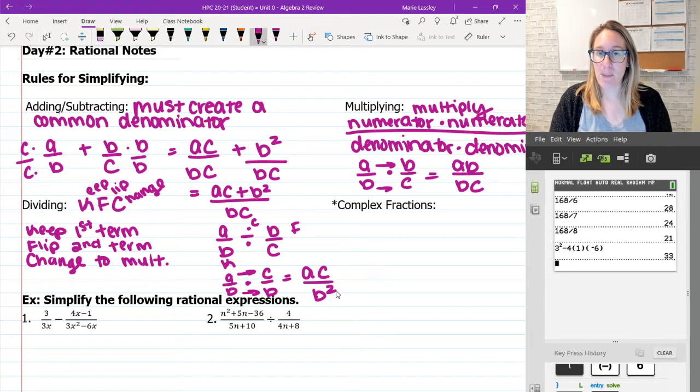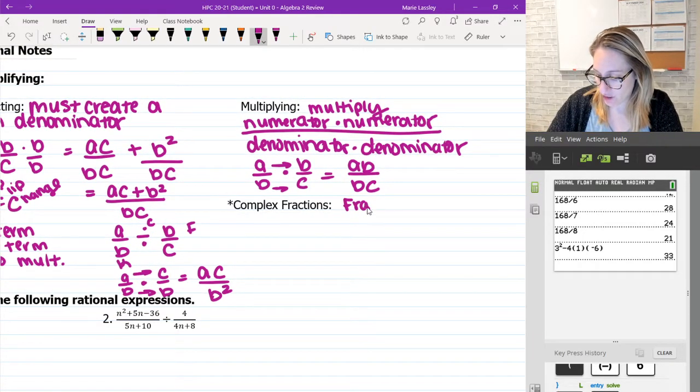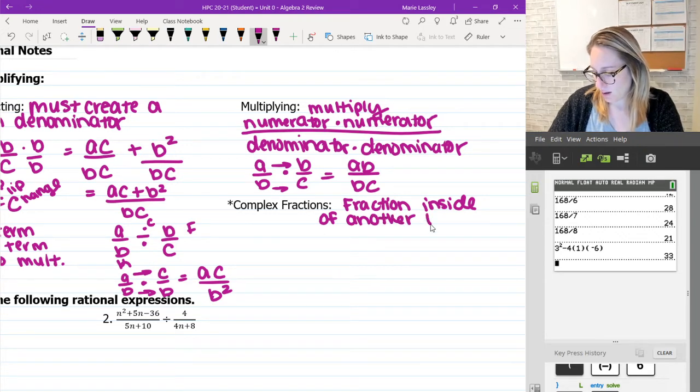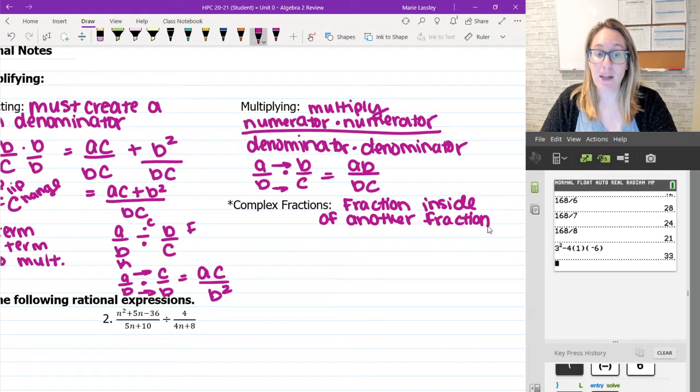And basically what a complex fraction is when you have a fraction inside of another fraction. All right, so a complex fraction is just a fraction inside of another fraction. They look really scary. All right, good news is they're really not that bad. It basically just becomes a giant division problem. All right, so what a complex fraction is going to look like is much worse than what it actually is.